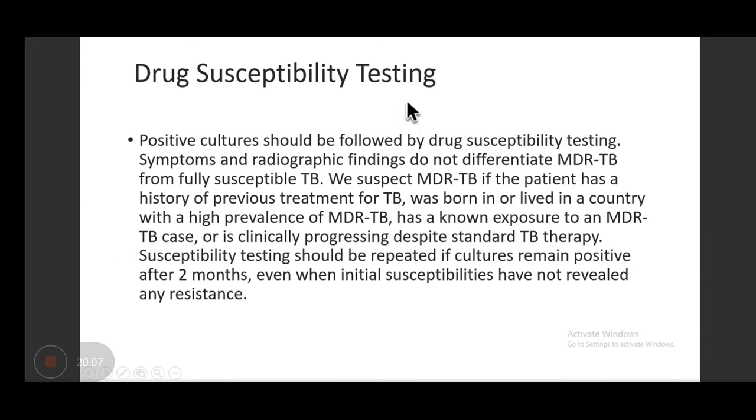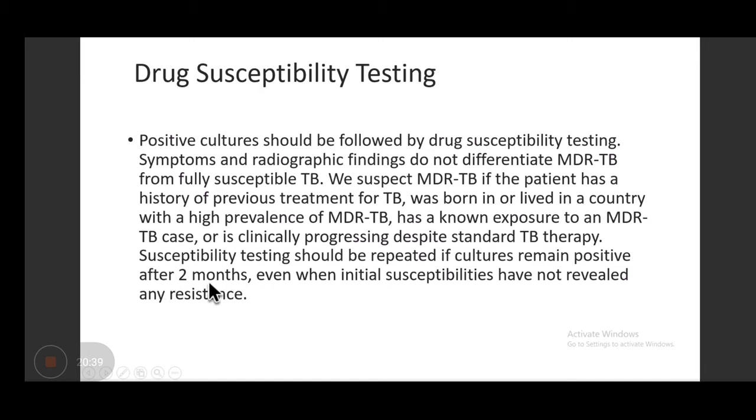Then another thing is your drug susceptibility testing. Why is it important? Because of the emergence of MDR-TB, as you know. So positive cultures should be followed by drug susceptibility testing. Symptoms and radiographic findings cannot differentiate MDR-TB from fully susceptible TB. We suspect MDR-TB if the patient has a history of previous treatment, was born in or lived in a country with high prevalence of MDR-TB, has a known exposure to an MDR-TB case, or is clinically progressing despite standard TB therapy.